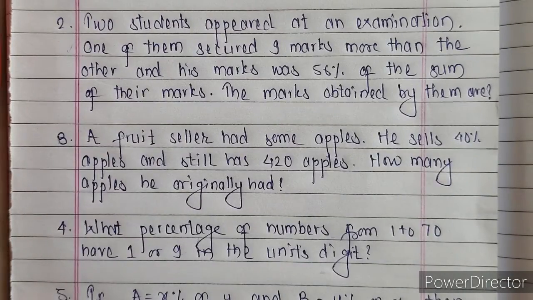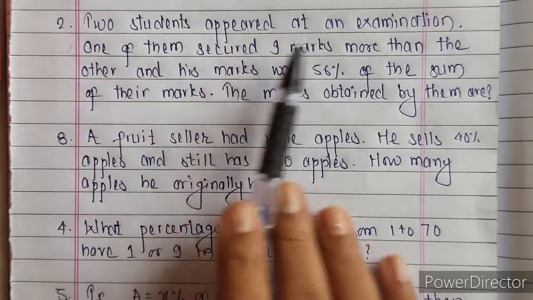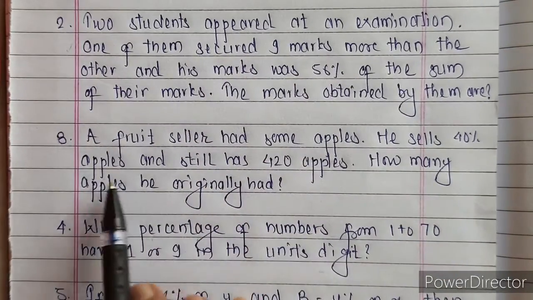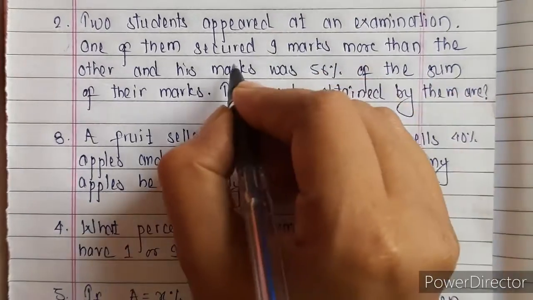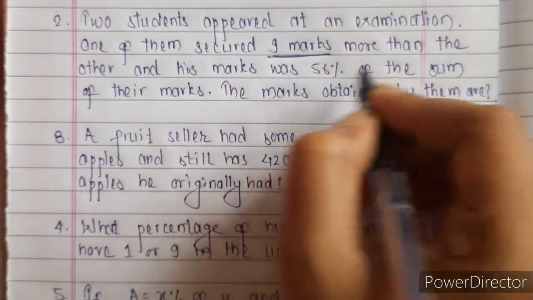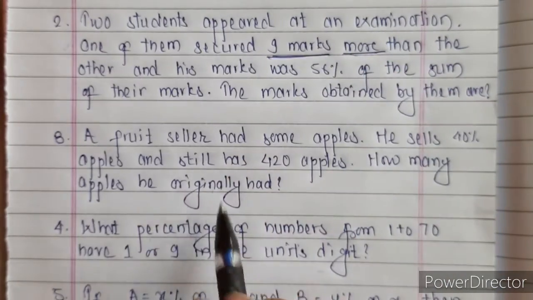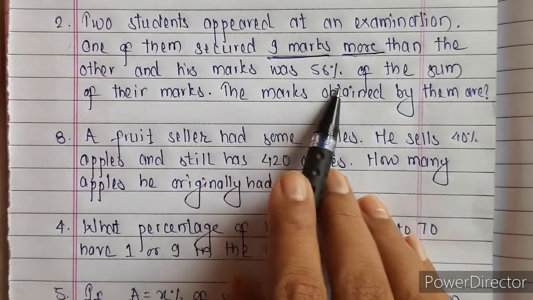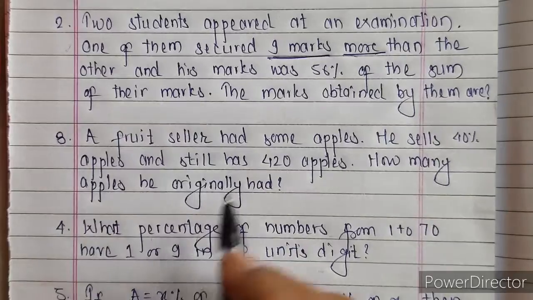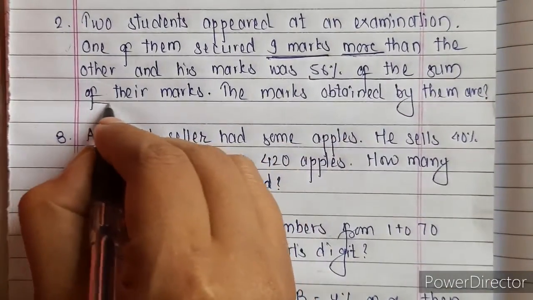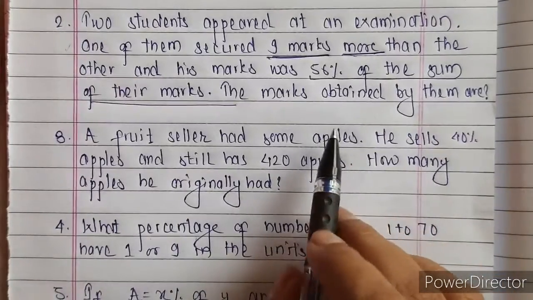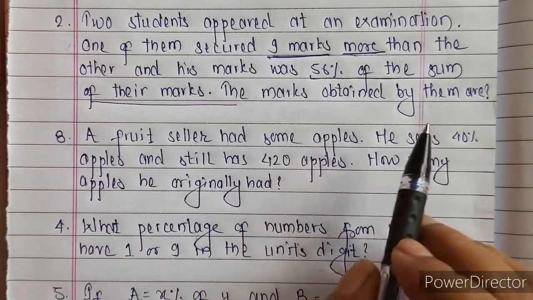Now second question. 2 students appeared at an examination. One of them secured 9 marks more than the other, and his marks were 56% of the sum of their marks. We have to find the marks of both the students.